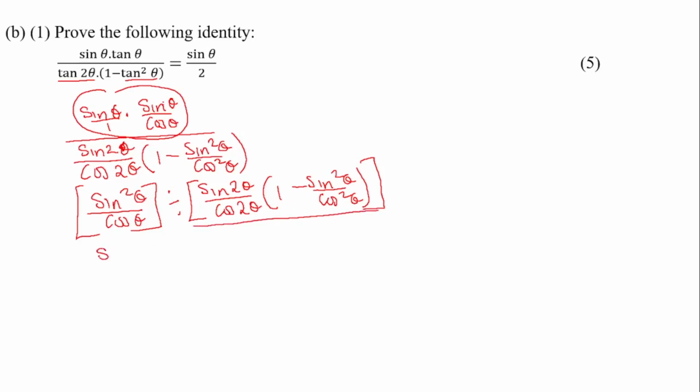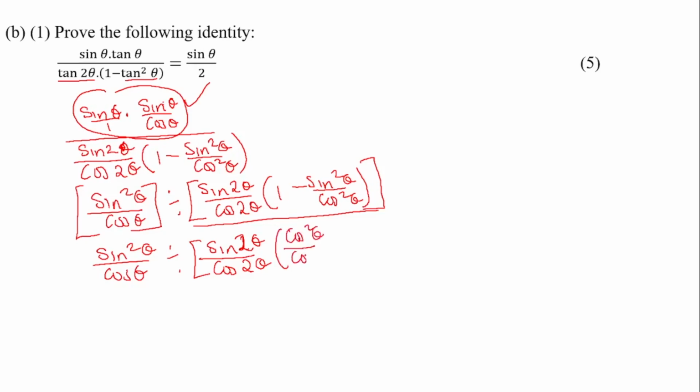Alright, let's try to simplify this part. So it's going to be sine squared theta over cos theta. Okay, that is coming from this, right? And then divided by, and then sine 2 theta over cos 2 theta, that is the denominator there. And then 1 becomes what? Becomes cos squared theta over cos squared theta. The denominator has to be the same, so 1 is like cos squared theta over cos squared theta minus sine squared theta over cos squared theta, right?